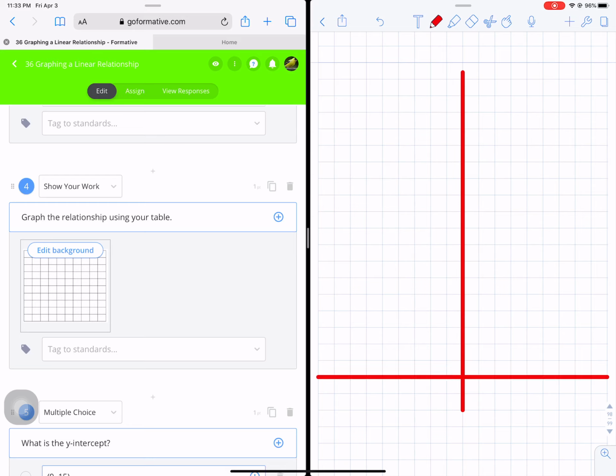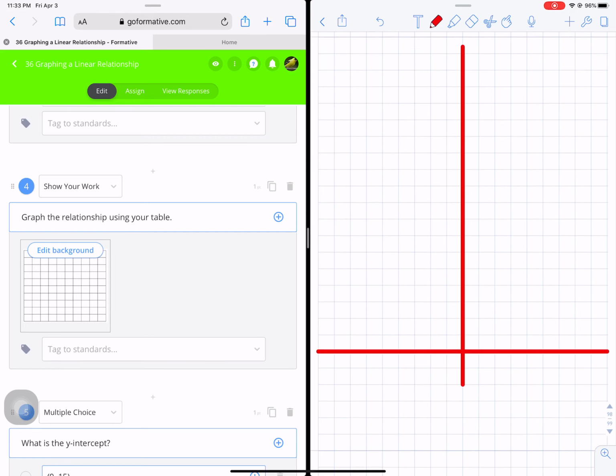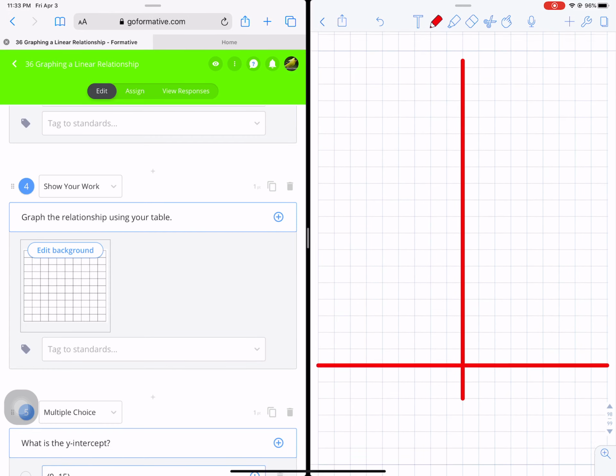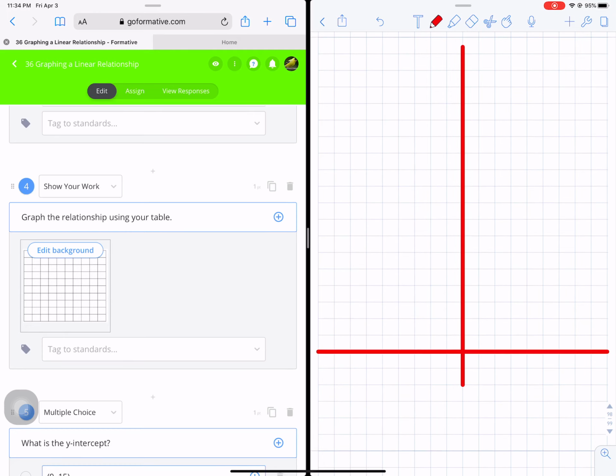All right. So I'm going to graph y equals 15x plus 20, which means I got to start at 20 and then go up 15. And for the sake of numbers and paper and me not counting to 20, let's do every two. Let's just do 2, 4, 6, 8, 10, 14, 16, 18, 20. So I'm going to start right there.